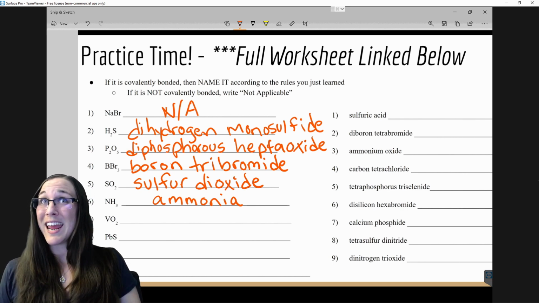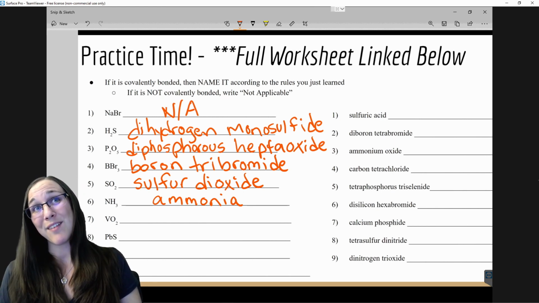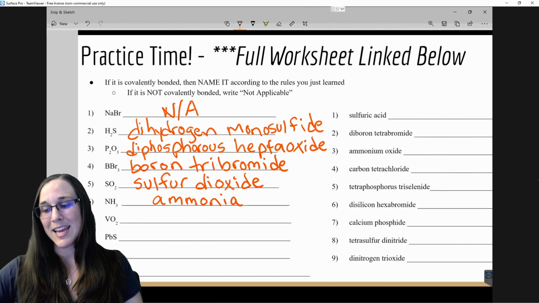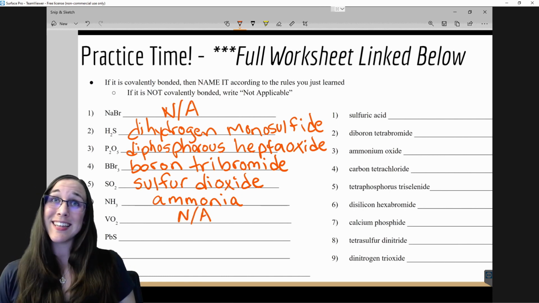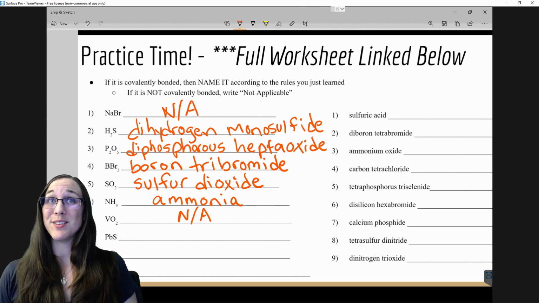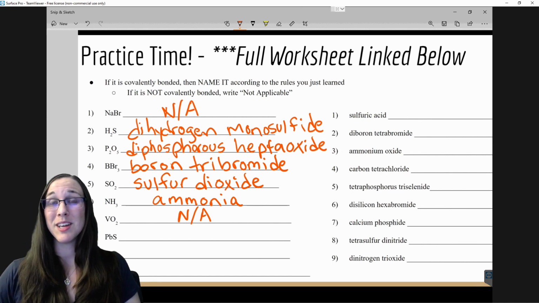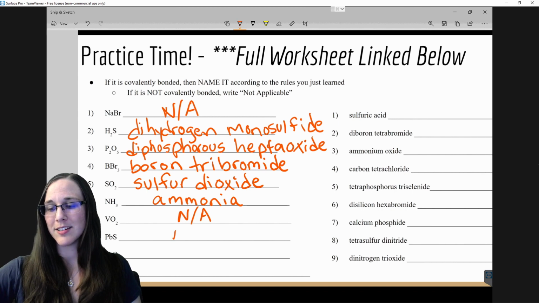VO2. Vanadium is a metal. We need things that only have nonmetal atoms. So this is a not applicable option. PbS, and not like the station for kids. Pb stands for lead. That's a metal. We can't use these rules for anything that has metal atoms, only nonmetal atoms. So this is also not applicable.